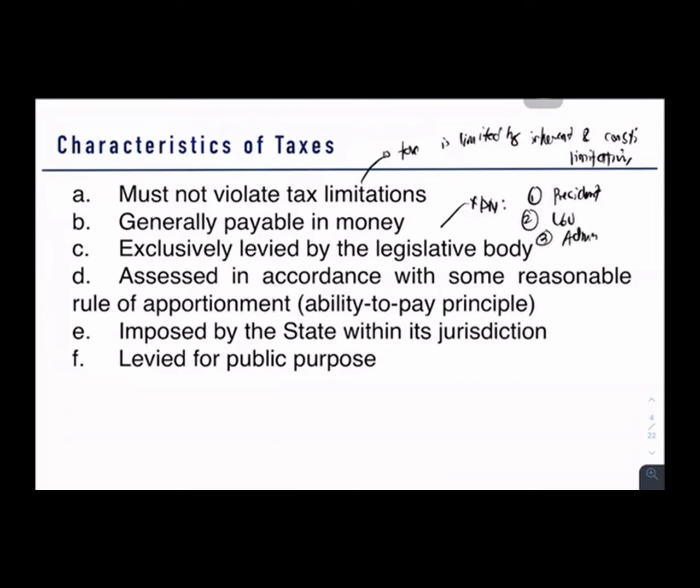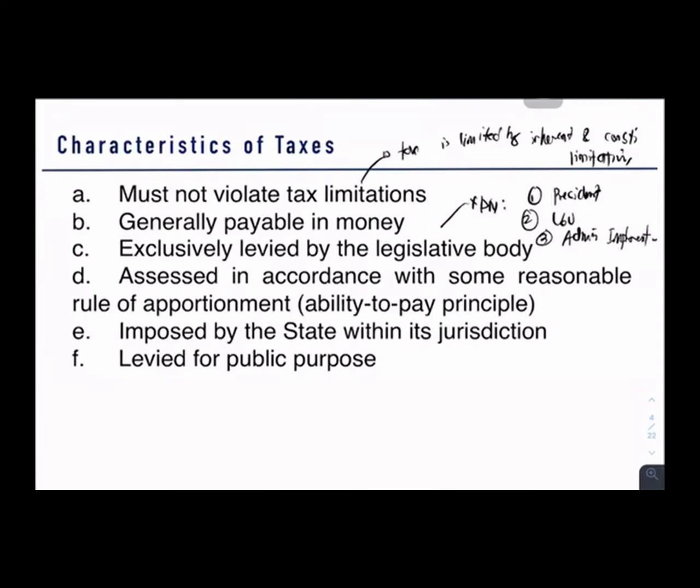we have the administrative implementation of the tax law. So what do we mean by administrative implementation of the tax law? Again, the BIR or the administration is tasked to implement the general law. What is our general law under taxation? That is the National Internal Revenue Code or the tax code.